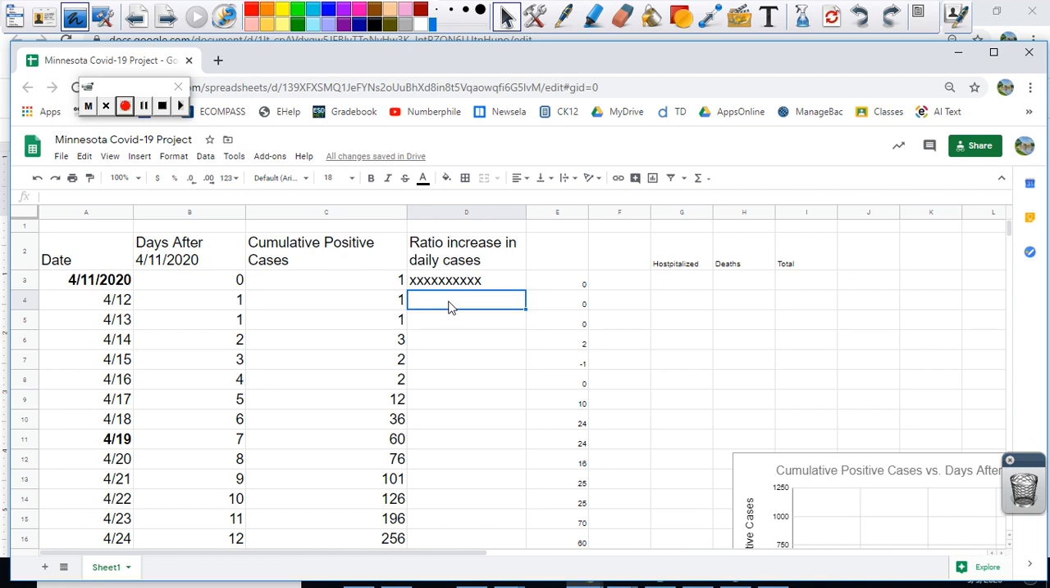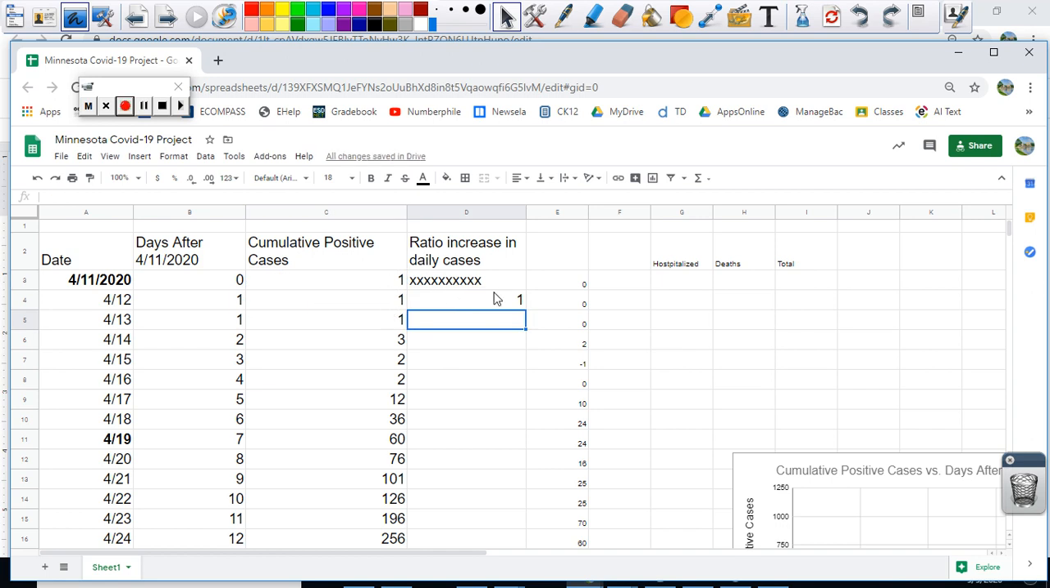We're going to divide. So all I'm going to type is an equals, and then I'm going to select the cells that are going to divide. Cells are these little boxes. So notice how this is the 4th row in column C. So this is C4, and we're going to divide, just a forward slash, by the previous day's data. That would be C3. And then just hit enter.